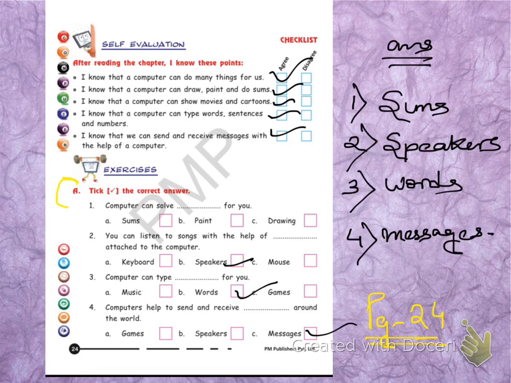You can listen to songs with the help of dash attached to the computer. So with the help of what we can listen to songs, children? With the help of speakers. Okay, computer can type dash for you, words for you. We have just spoken that in the checklist, isn't it? Computers help to send and receive dash around the world. So what it does, it helps us to send and receive messages.